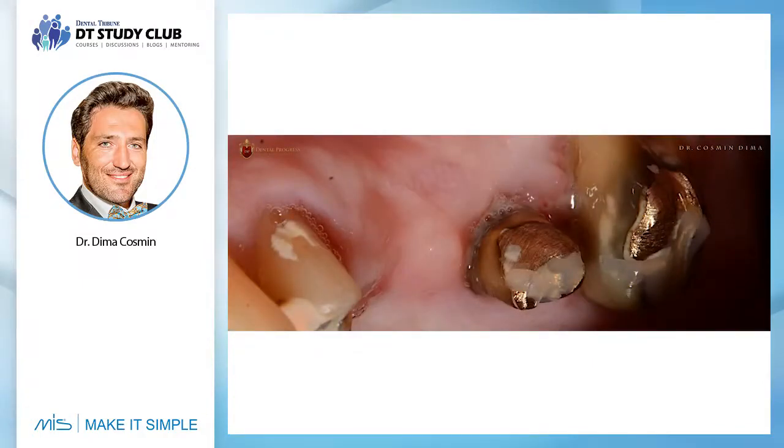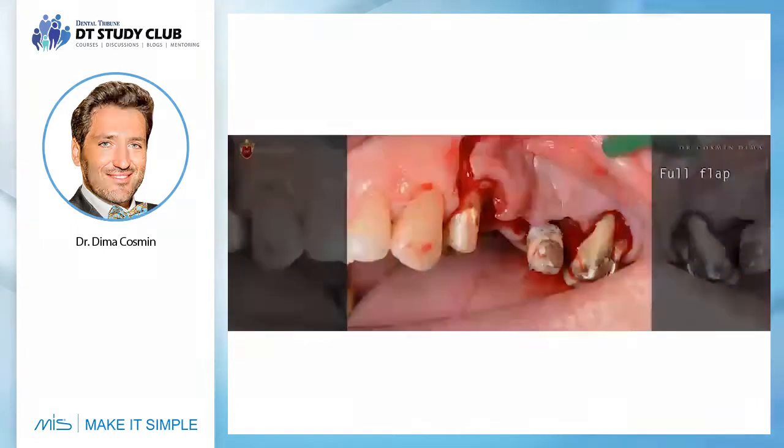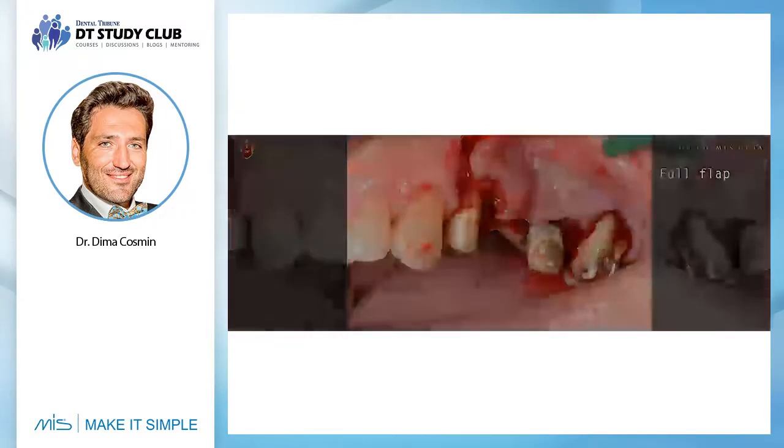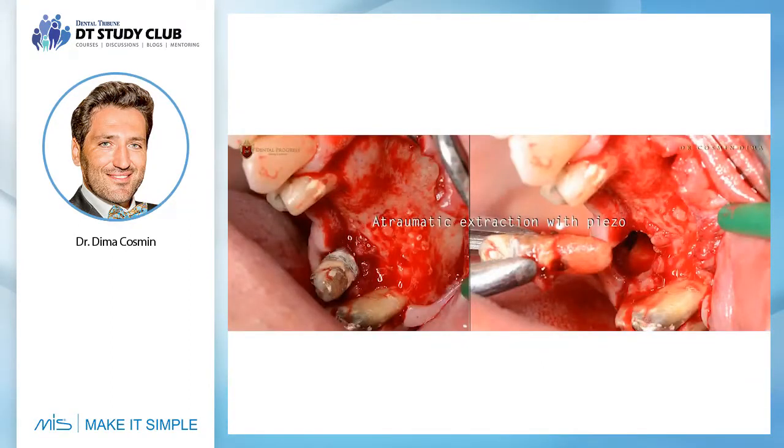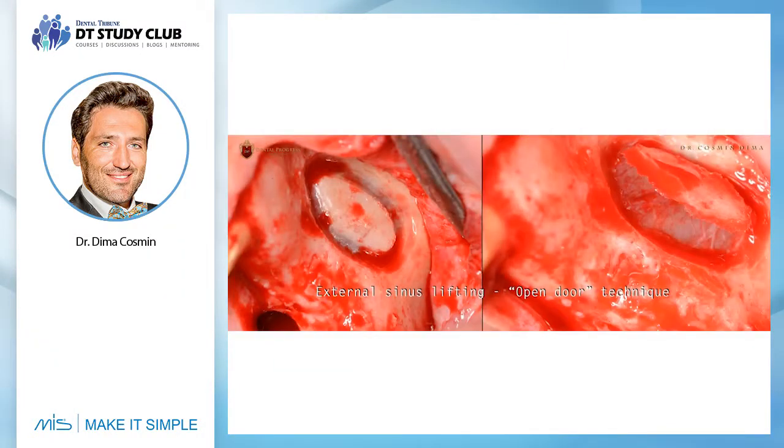We have to extract this root. Actually, it's only the palatal root of the molar. And you can see here the full flap. Then an atraumatic extraction with piezo. And then we design the bone window to take out the cyst and the liquid from the cyst, as you will see a little bit later on the movie.